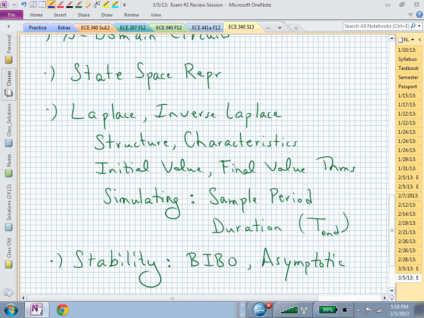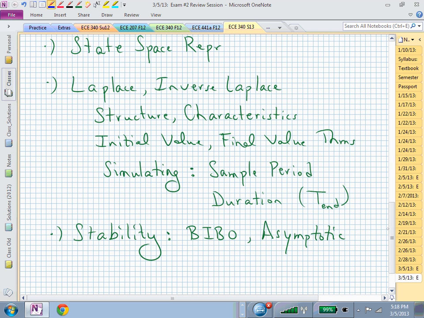But with respect to state space representation, you should be able to, given a set of differential equations, if they're coupled and kind of mixed up, put those or convert those into a standard state space form. That's what I'm wanting you to be able to do. For the Laplace, you'll need to be able to both do the forward and the inverse Laplace transformation.